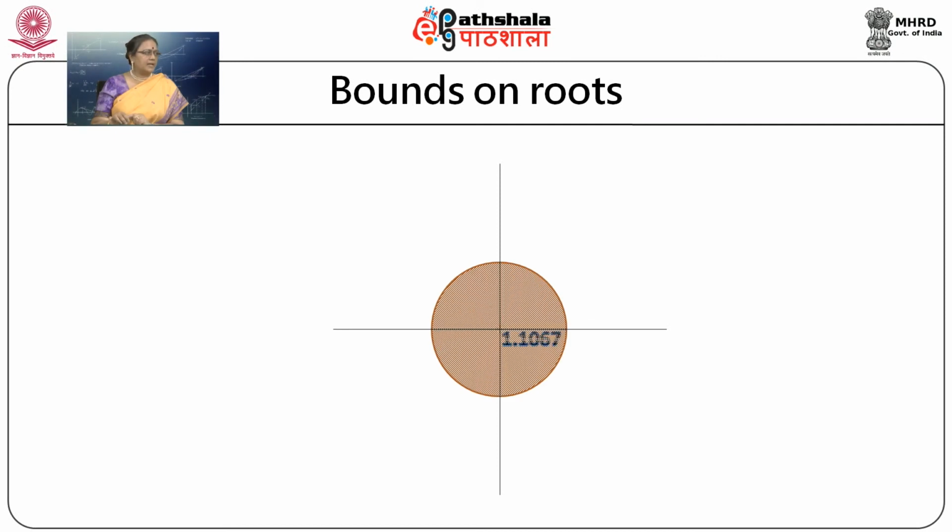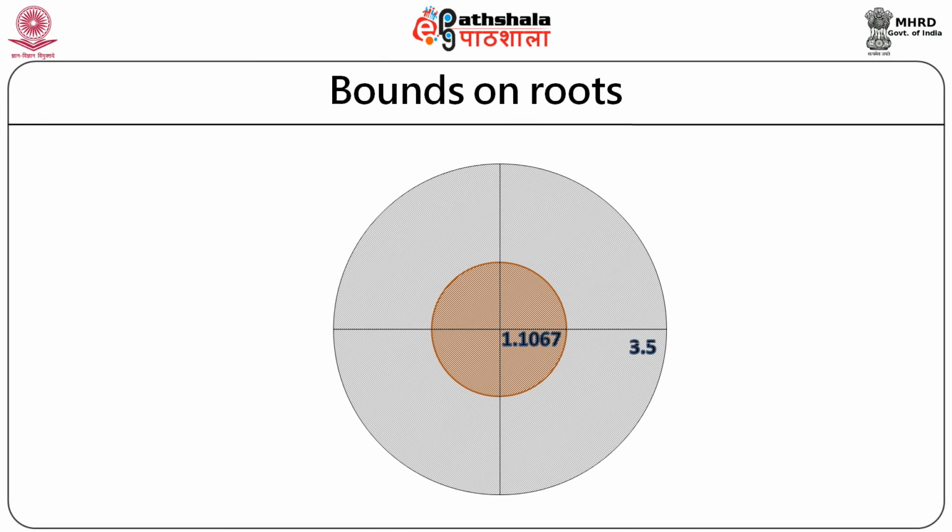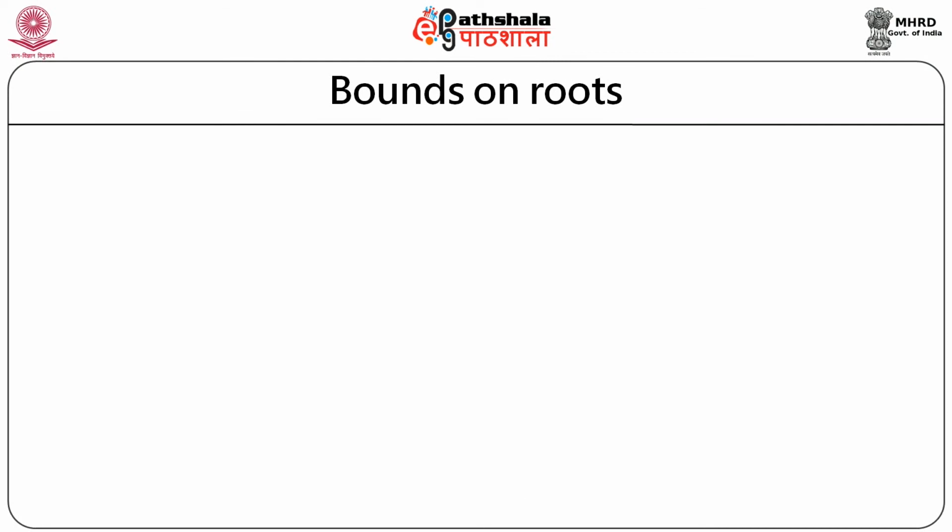So, this is how the diagram looks. One root lies within r1, that is within this circle of radius 1.1067 from the origin, and it ensures that all the roots will lie within the distance of 3.5 from the origin. So, inside the bigger circle all the roots will lie, that is within a distance of 3.5 from the origin, and inside the smaller circle at least one root should lie.